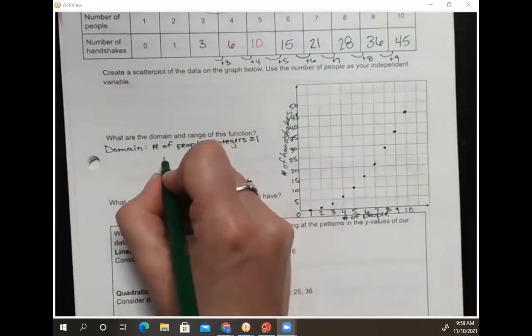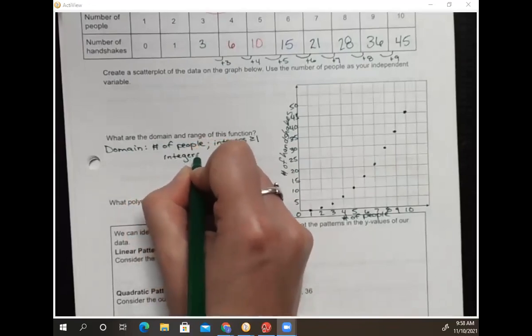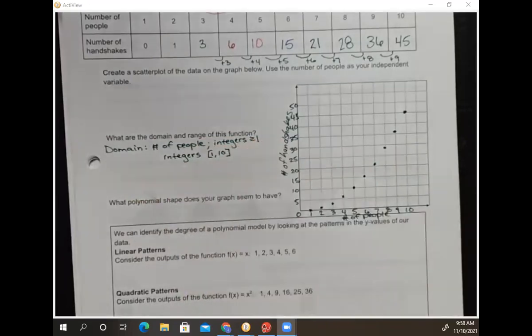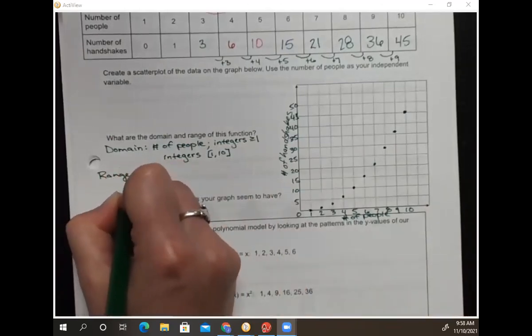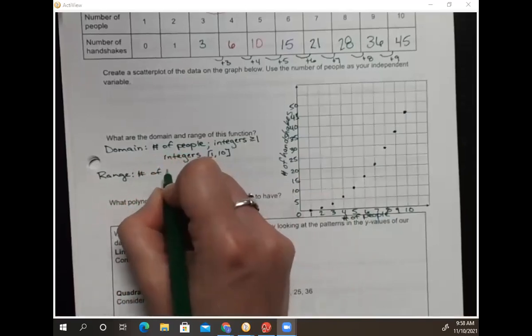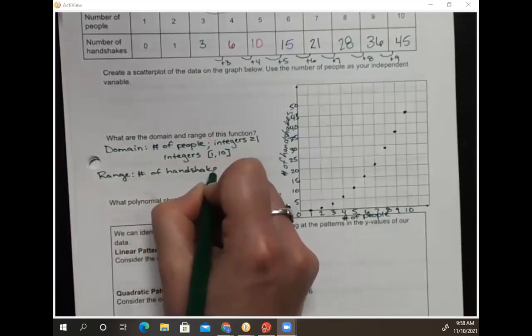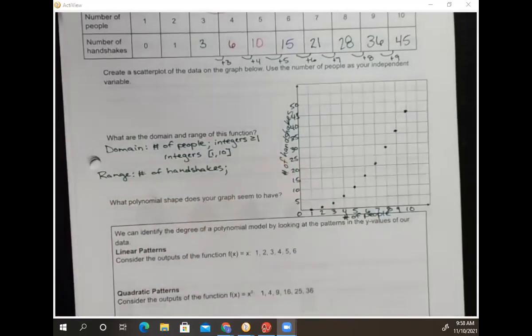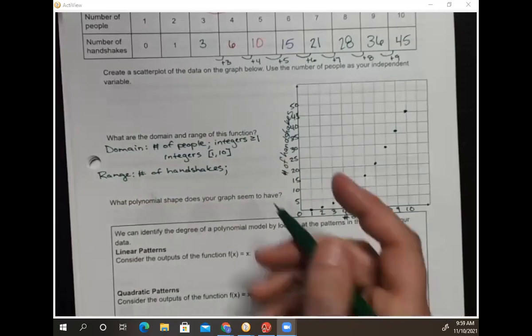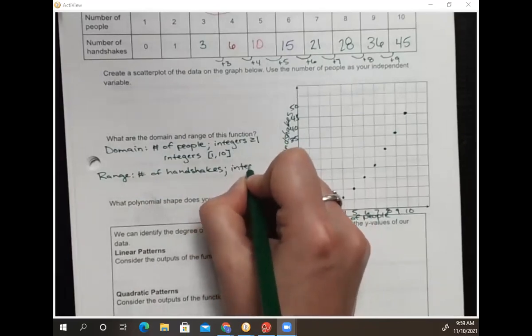For this particular data set, we're looking at integers from 1 to 10. And then our range would be number of handshakes. Our output is number of handshakes. What kind of values will I be looking at for number of handshakes? What kind of numbers could I get here? Positives? Negatives? No, not negatives. What about fractions or decimals? Does it make sense to talk about half of a handshake? Not really. So again, we're looking at integers, and we're looking at anything bigger than or equal to zero.